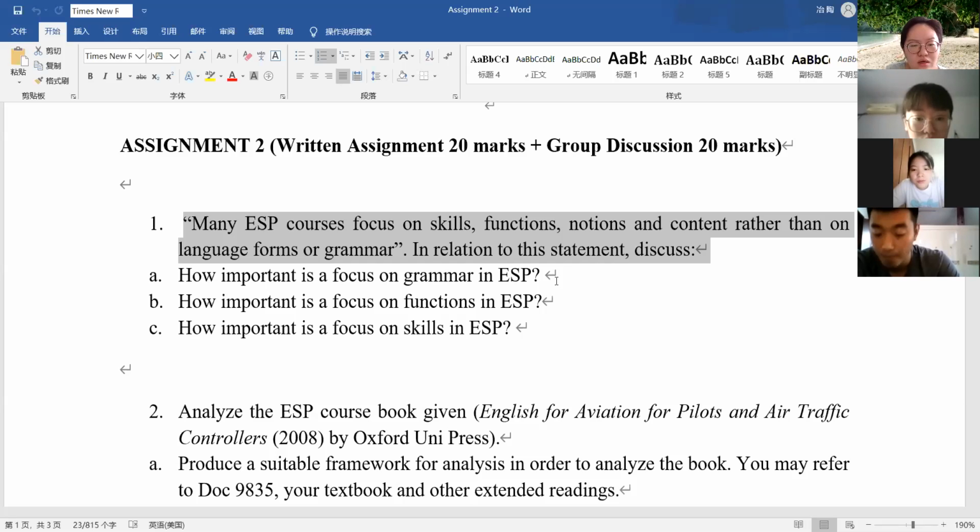So it said how important is a focus on grammar. So I think the answer is also yes. Grammar is very important in ESP, right? Because it's our foundation for further study. In general, grammar can basically play two parts in ESP learning. One is to enhance comprehensible input, and the other is to monitor effective output.